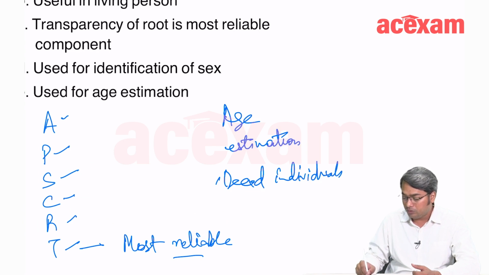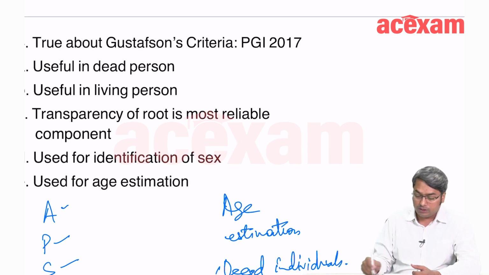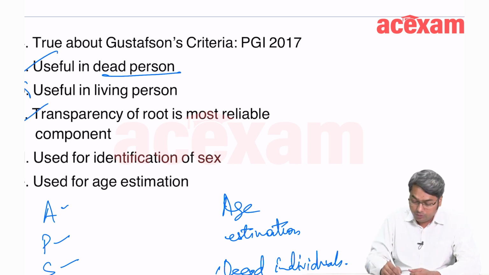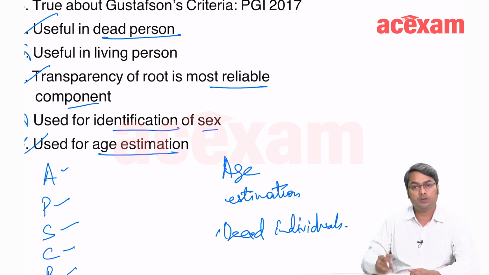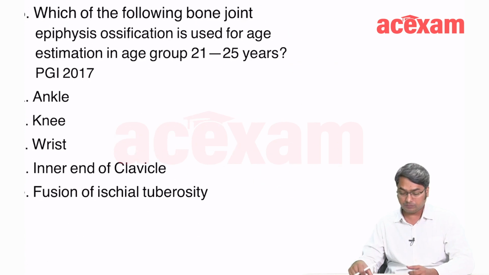So, what do we have here? True about Gustafson's criteria: yes, it is useful in a dead person, it is not useful in a living person. Transparency of root is the most important reliable component. Used for identification of sex? No, it is used for the identification of age. So these three are the correct options.